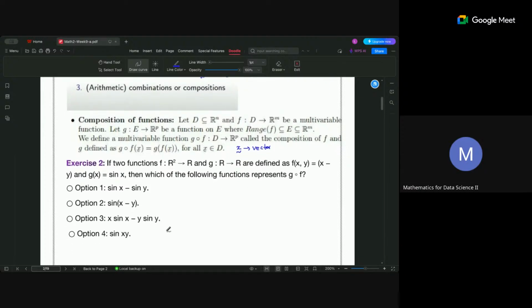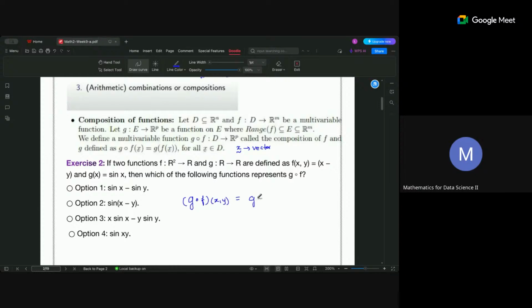Okay, so here you have a question. If two functions f from R2 to R and g from R to R are defined as f of x comma y is equal to x minus y and g of x is equal to sin x, then which of the following function represents g composition f? A very simple question only. So you have g composition f. So f is from R2 to R. So you have here x comma y.